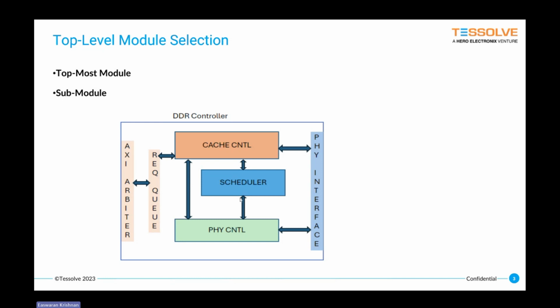If we take the scheduler module as the top module in the formal verification, here we will be verifying scheduling functionalities like DDR write request scheduling, DDR read request scheduling, and DDR refresh request scheduling. If we take the PHY controller as the top level module, here we will be verifying sending acknowledgements to the cache controller, and PHY interface interactions. This is the typical DDR controller.